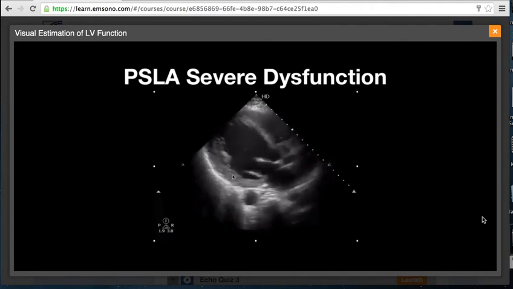Here's a parasternal long axis window in a patient with severe LV dysfunction. This patient's EF was 15%. So you can see that there's chamber dilatation here. It's globally enlarged, and you can see that there's really no change in the endocardial borders between systole and diastole. And you note here that the anterior leaflet of the mitral valve does not reach the septum. So this was a patient with severe LV dysfunction.